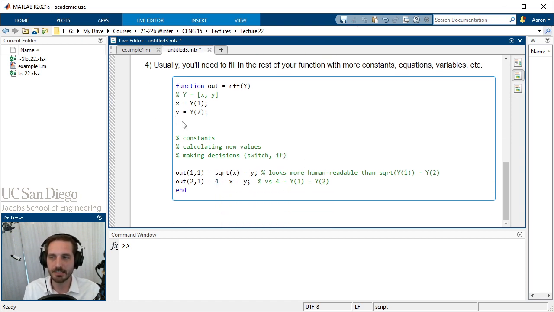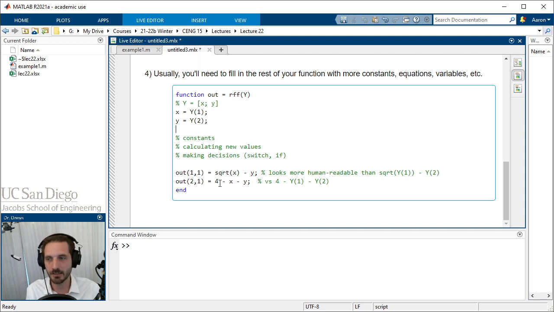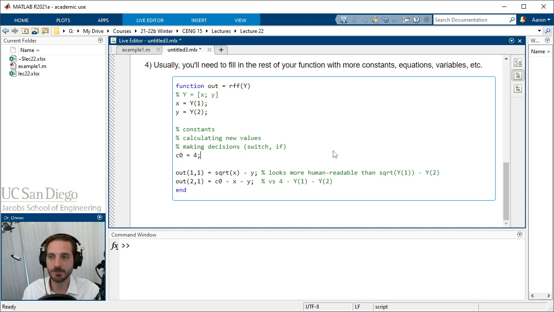So for example, let's say that we're going to needlessly complicate our example here. Let's say that this value of 4 wasn't 4, but it was C0. At the beginning of my function, all the function knows is what the values of x and y are. By the time it gets down here, it needs to know not only x and y, but also C0. And so you might end up having something like C0 is equal to 4. That would be fine, right? But it needs to be defined before you get down to the bottom so that the function knows that it's there.